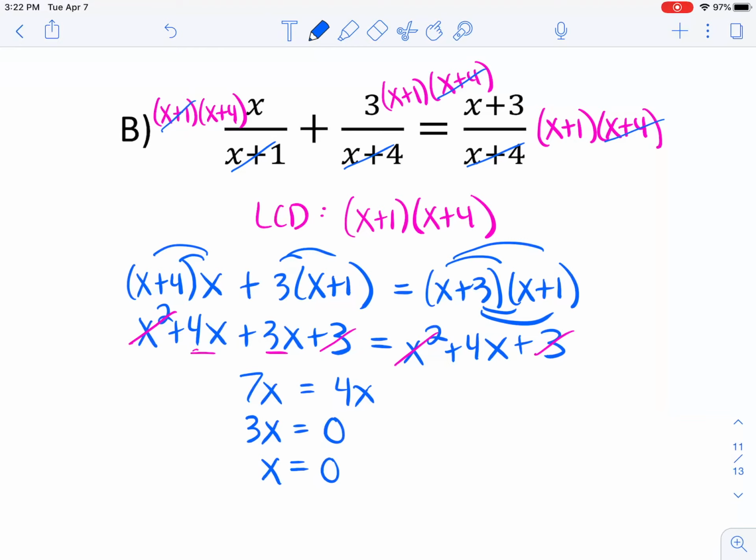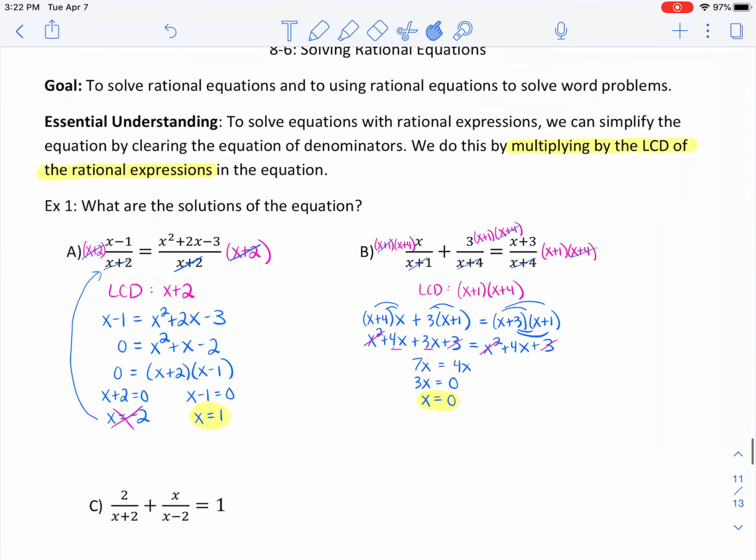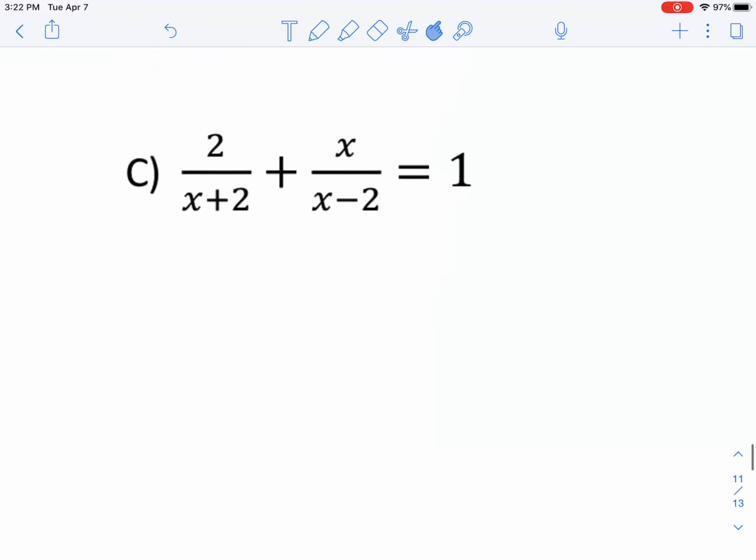Make sure to plug it back into the denominators of the original equation. When we do that, we do not end up with 0 on the denominator. So this is an actual solution. Our solution is 0. Let's look at another one.